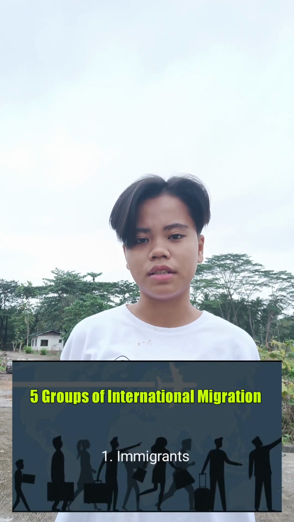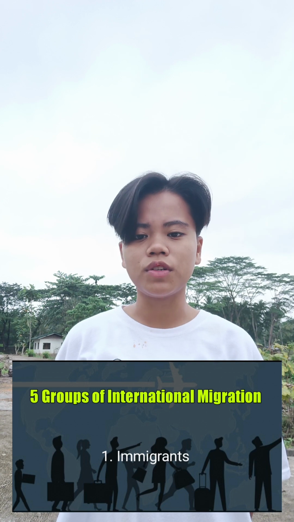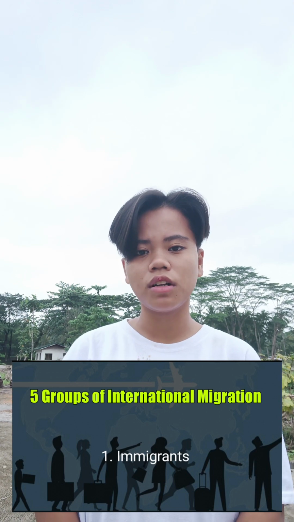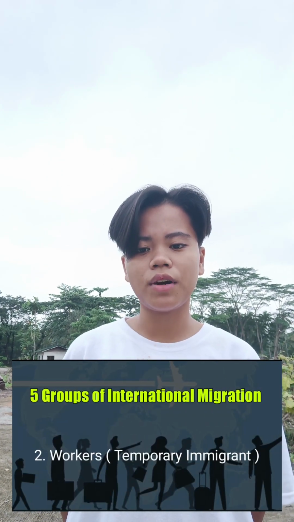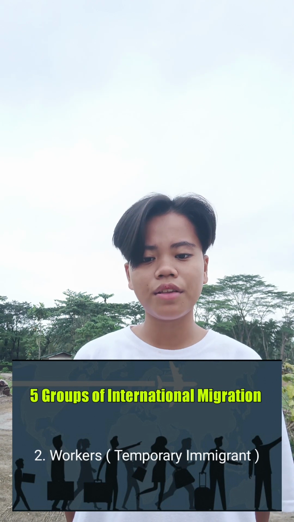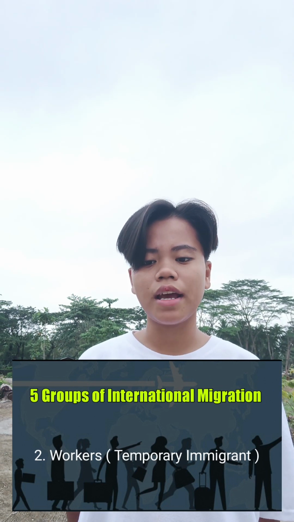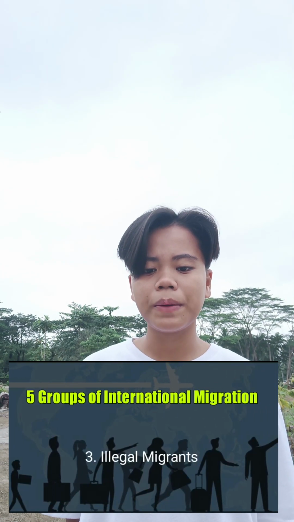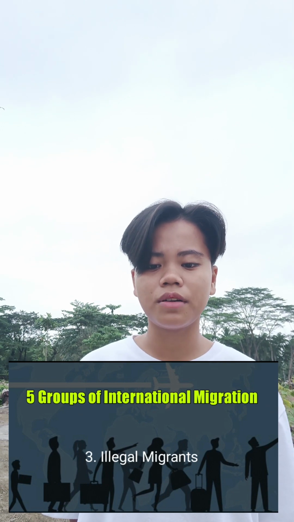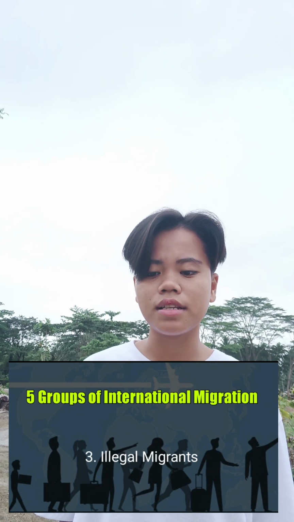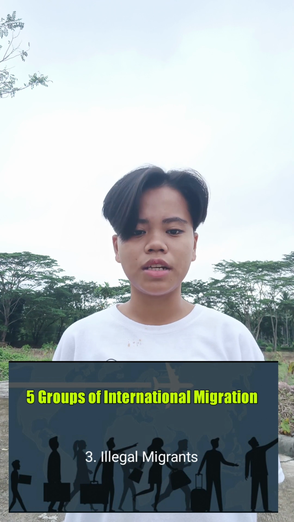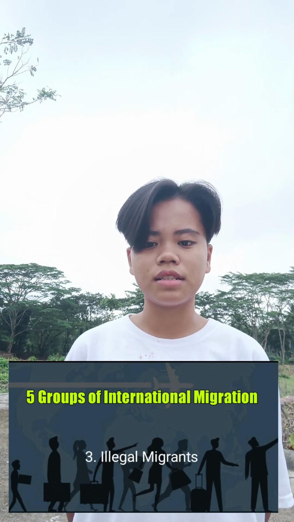I'm Jaika Vapor and I'm going to tackle the five groups of international migration. One, immigrants: people who move to another country permanently. For example, a family who plans to live their life in the US are called immigrants. Two, workers, or temporary immigrants: workers who stay in another country for a fixed period. The duration of stay differs depending on the host country. Three, illegal migrants refers to the migration of people into a country through means that violate the immigration laws of that country, or the continued residence of people without the legal right to live in that country. For example, when you stay in that country beyond the duration stated in the contract, it is considered illegal.